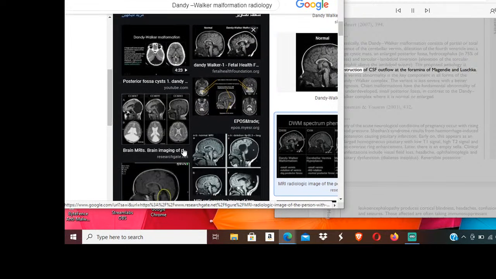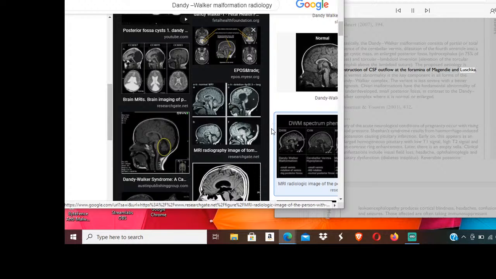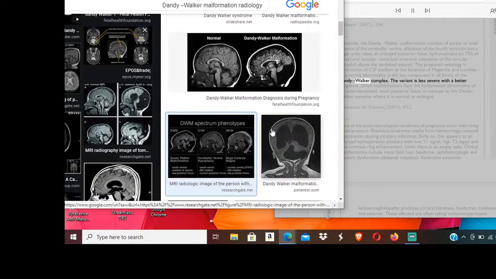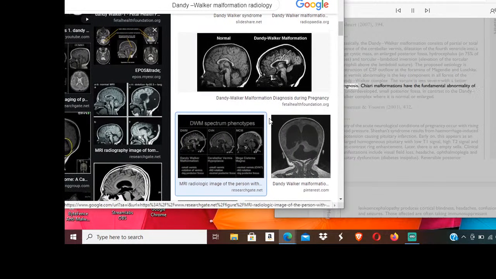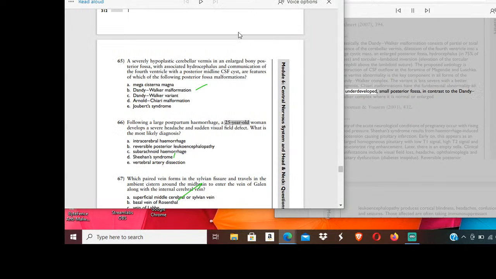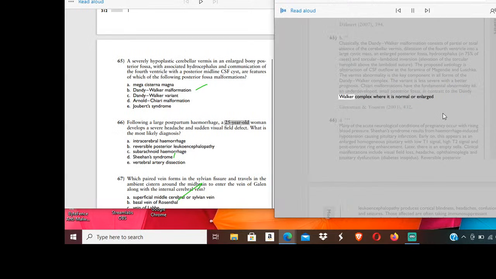The proposed etiology is obstruction of CSF outflow at the foramina of Magendie and Luschka. The vermis abnormality is the key component in all forms of the Dandy-Walker complex. The variant is less severe with a better prognosis. Chiari malformations have the fundamental abnormality of an underdeveloped, small posterior fossa, in contrast to the Dandy-Walker complex where it is normal or enlarged. Grossman and Yousem, 2003, 432.